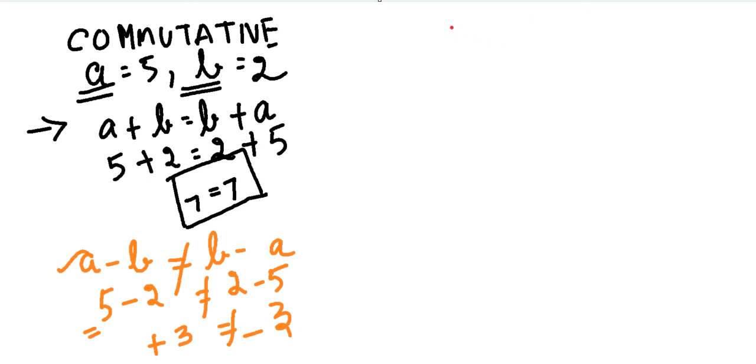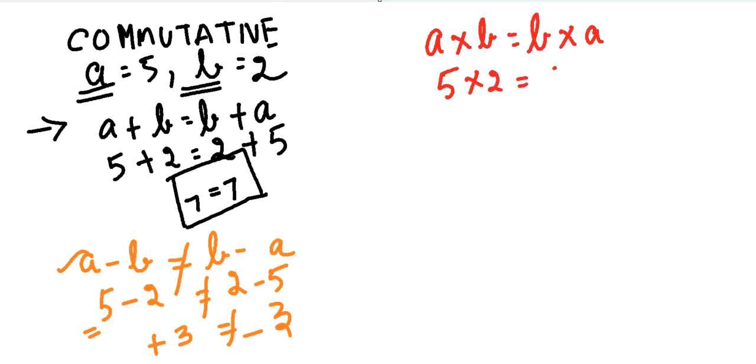Now let's try the same for multiplication. a into b is equal to b into a. Let's check this now. 5 into 2 is equivalent to 2 into 5. We get 10 on both the sides, coming to a conclusion that multiplication is commutative.